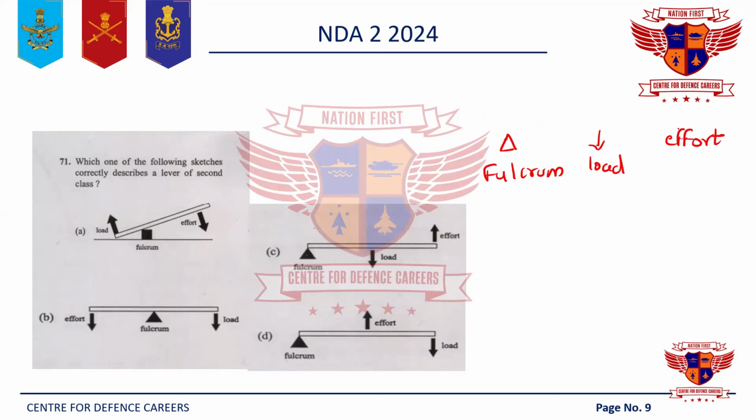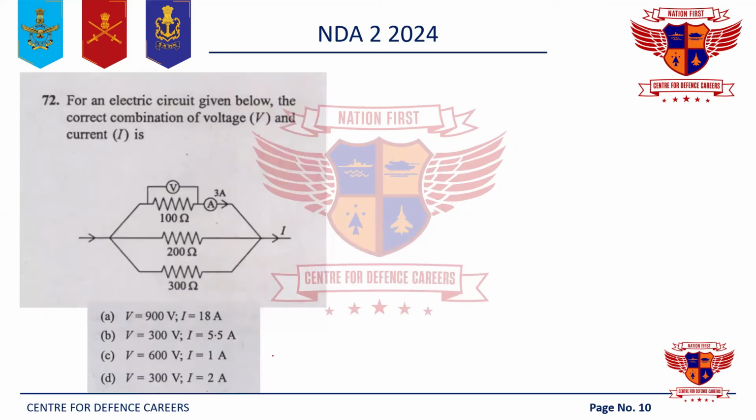A relatable example will be a nutcracker, or similar to a nutcracker, a device we use to bring out the juice of a lemon. So that will be an example of a second class lever. So you can clearly see option number C matches this diagram. So option C will be the correct example. Now moving on to the next question.